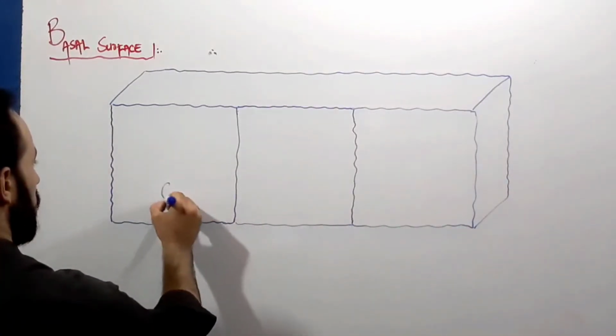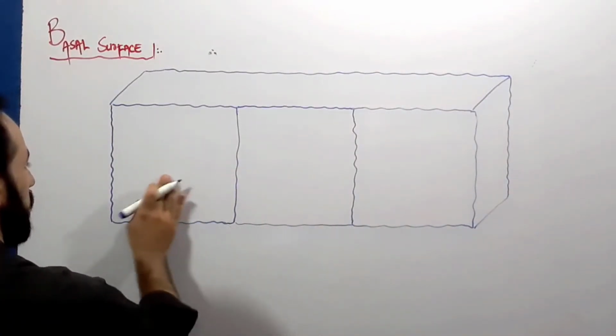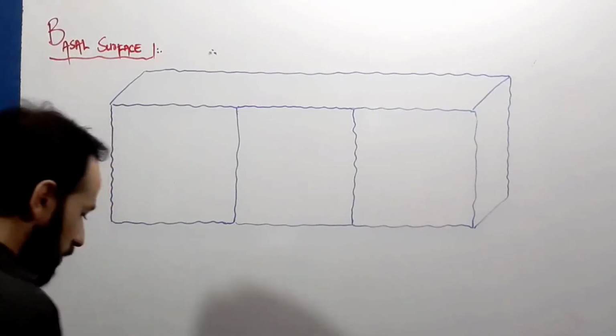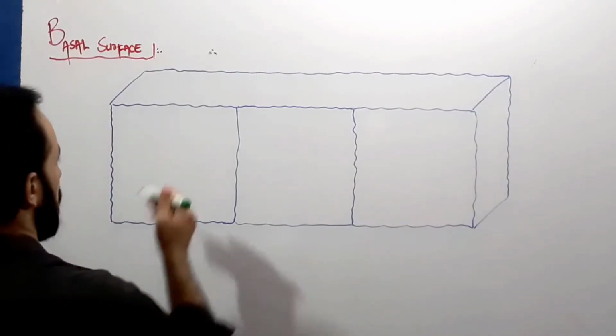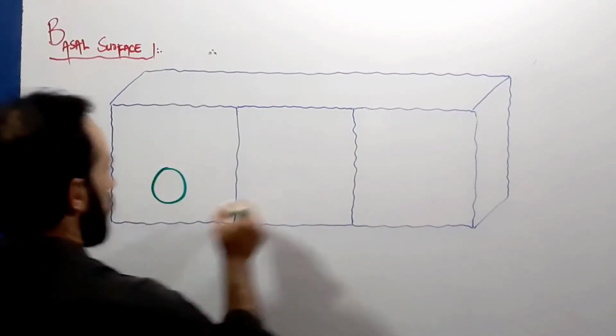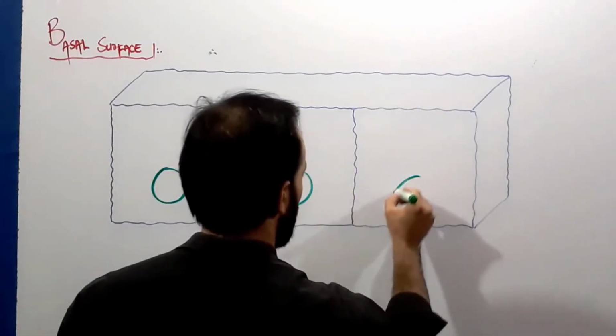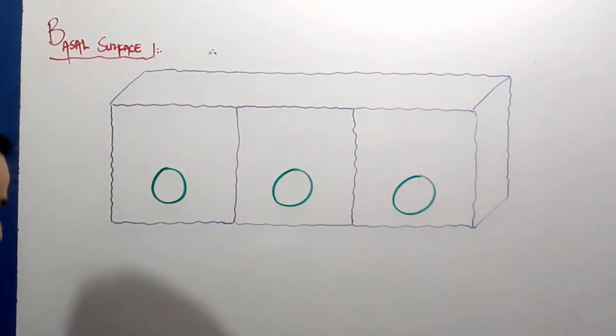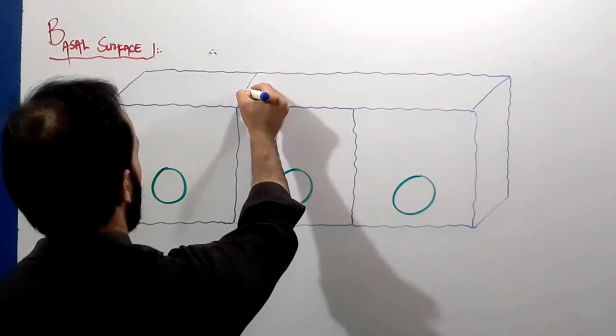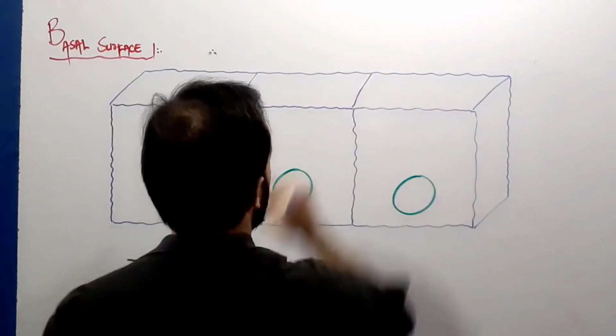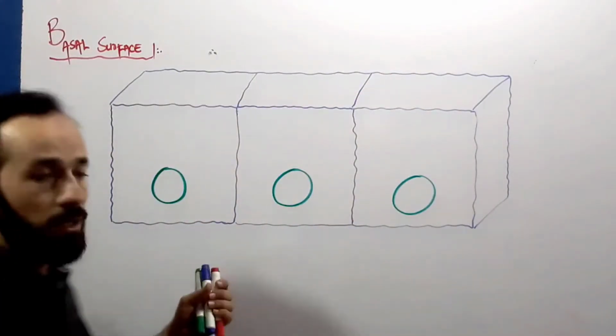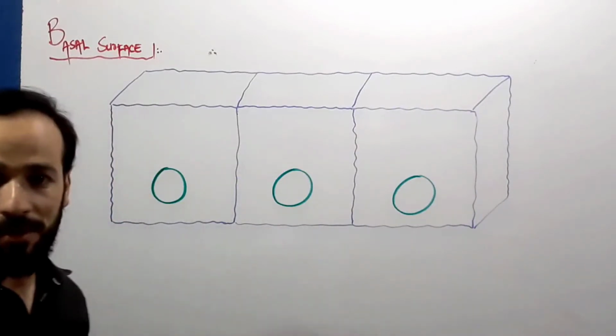Okay, so this is one epithelial cell, this is the nucleus. We make the nucleus with a separate color. This is the nucleus, this is the nucleus, and again this is the nucleus. Okay friends, these are the 3 epithelial cells in our example, right?